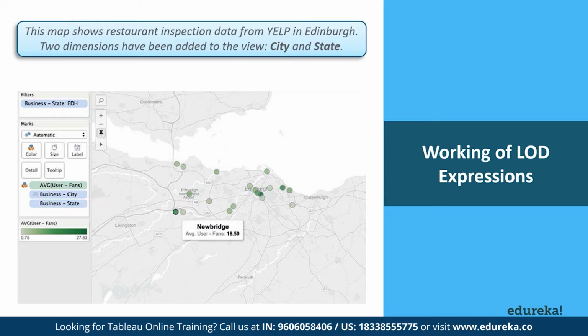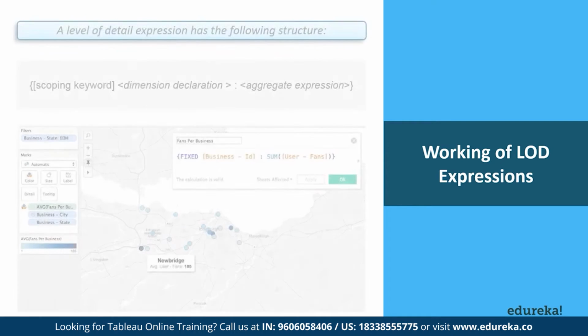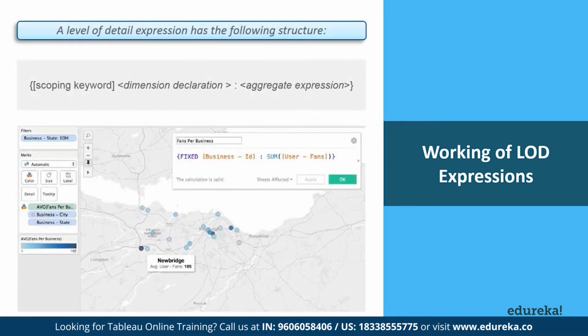What if we want to determine the total use of fans for each business ID and average those values for each city and finally show only one circle per city? What we want to see is the average number of fans per restaurant in each city. Now this will require adding an additional dimension to the view without dragging that dimension into the visualization. A level of detail expression will allow us to do this.